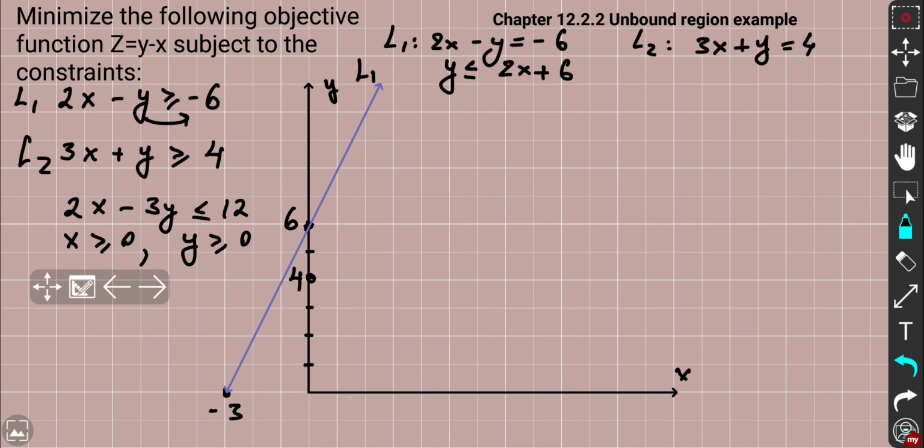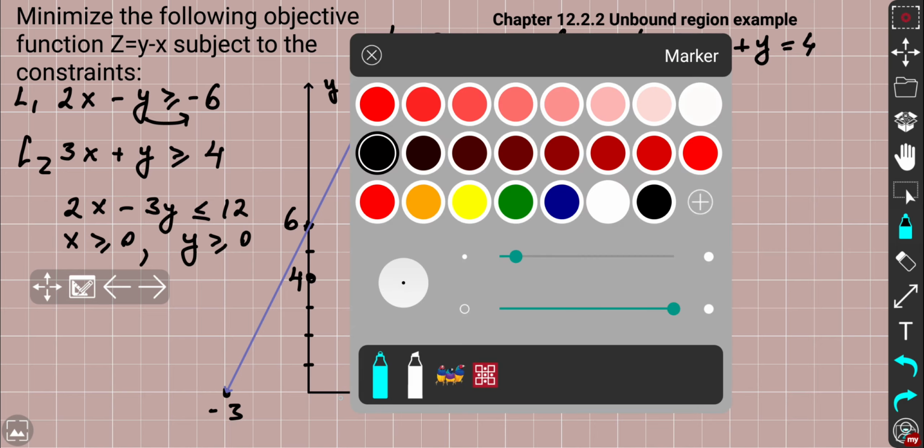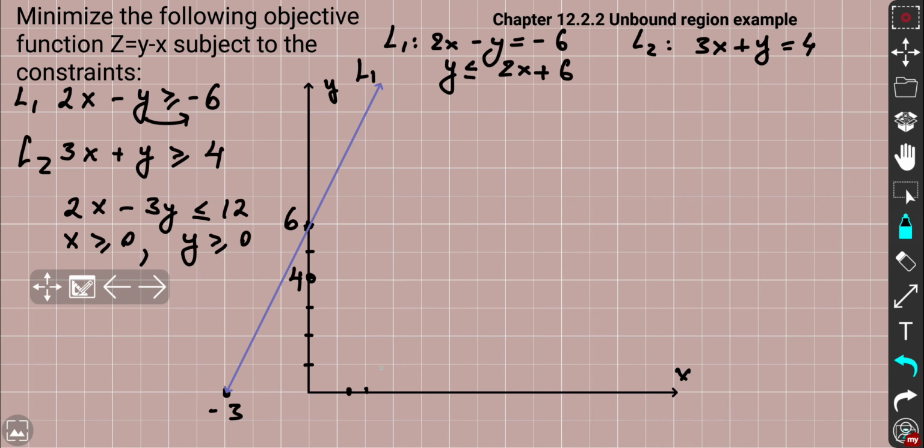So 4 over 3 is somewhere around here, between 0 and 2. That's basically the x-intercept. I'm going to connect those 2 points. Perfect. So that is line 2.